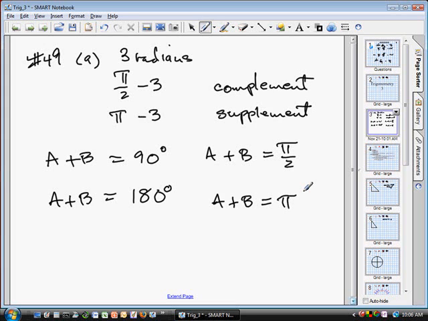Another question? Same thing here. I understand how to do it, but why do the complement and supplement show? Well, for example, if we were in a right triangle, then what does that tell you about the two acute angles of a right triangle? They have to be complementary.